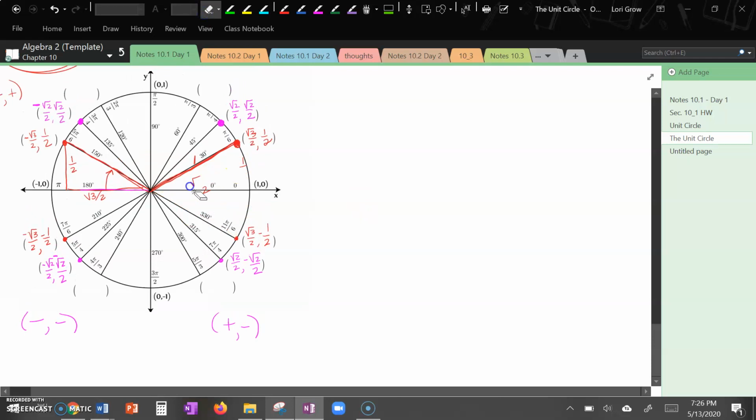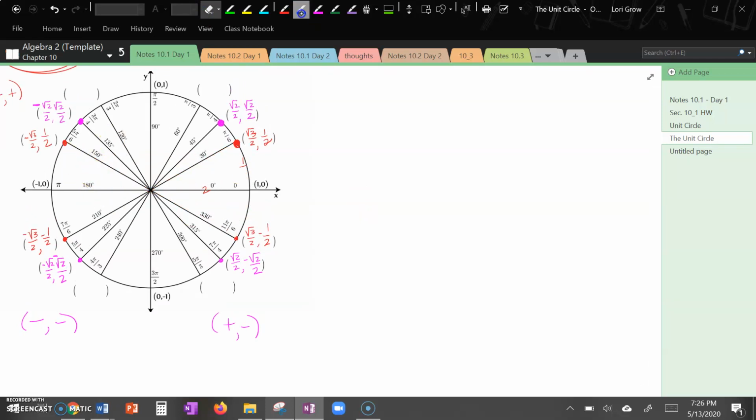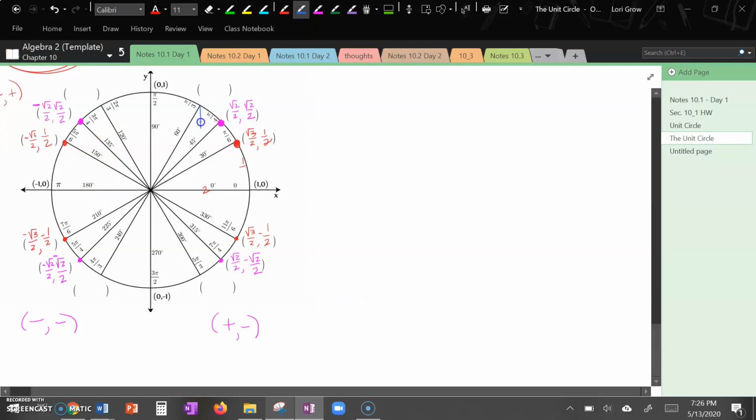Finally, we have the 60-degree triangle, which is really the same as the 30-degree triangle. It's just turned a different way. Again, the radius of this triangle is 1.